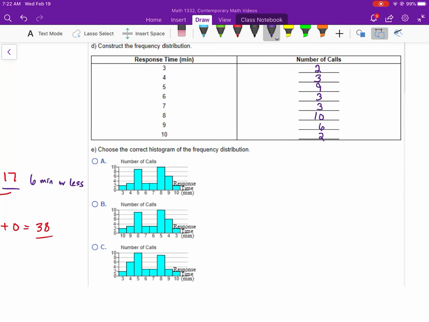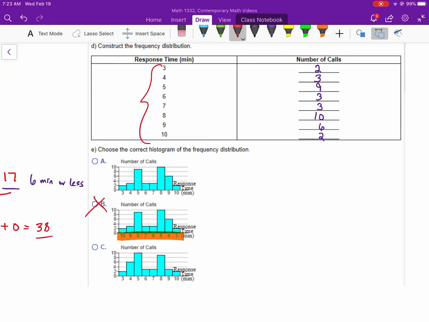The first problem I see, and I always like to eliminate choices, is right here. Notice that they start at 10 and they go to 3. That tells me that B is not a good choice, because my response times are from 3 to 10, not from 10 working my way down to 3, but from 3 working my way up to 10. So that leaves me A and C.